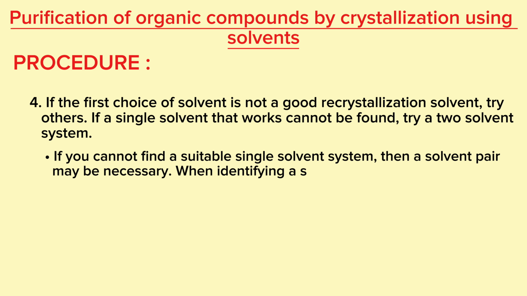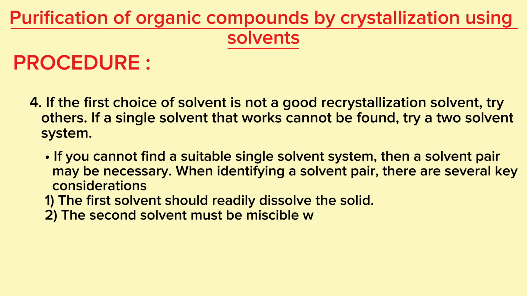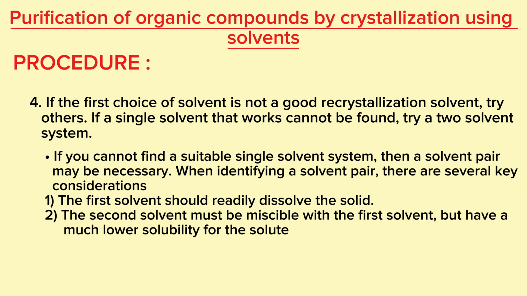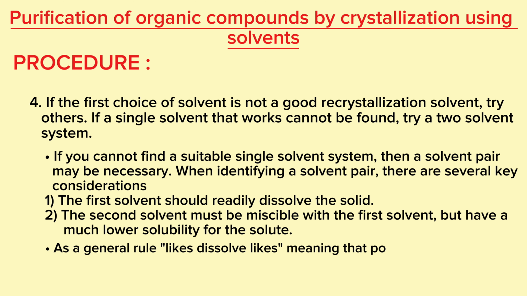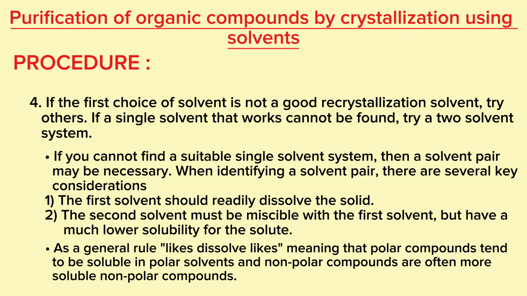When identifying a solvent pair, there are several key considerations. The first solvent should readily dissolve the solid. The second solvent must be miscible with the first solvent, but have a much lower solubility for the solute. As a general rule, like dissolves like, meaning that polar compounds tend to be soluble in polar solvents, and nonpolar compounds are often more soluble in nonpolar solvents.